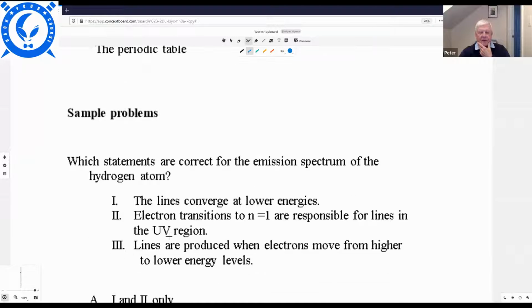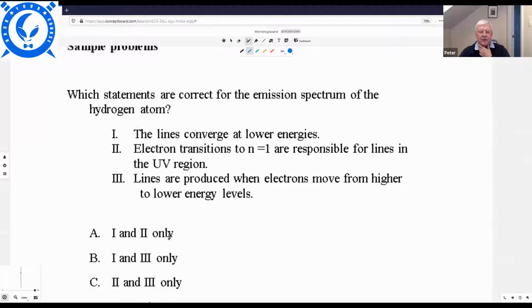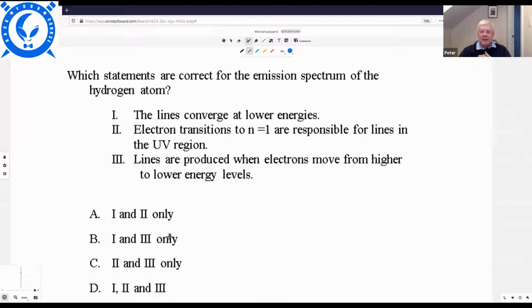All right, so to get you involved directly, I have a few multiple choice questions to start with. Here's the first one. Which statements are correct for the emission spectrum of the hydrogen atom? Basically, that was the experimental evidence that we had that showed that the energies of electrons in an atom are quantized, that they can only have certain discrete energy levels. So do the lines converge at lower energies? Are the transitions to the ground state n equals 1 responsible for the lines we see in the UV region? And are these lines produced when electrons move from higher to lower energy levels?